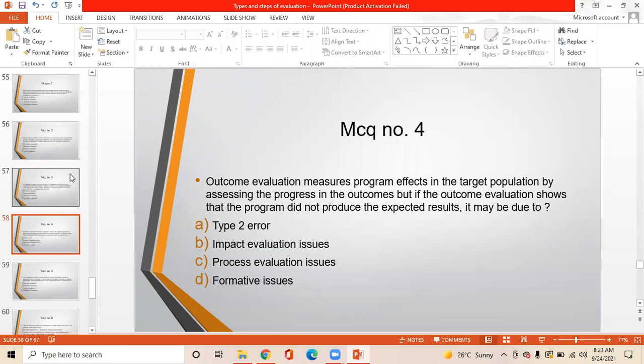But if outcome evaluation shows that the program did not produce expected results, it may be due to: option A is type 1 error, type 2 error. Option B is impact evaluation issues. C is process evaluation issues, and D is formative issues.